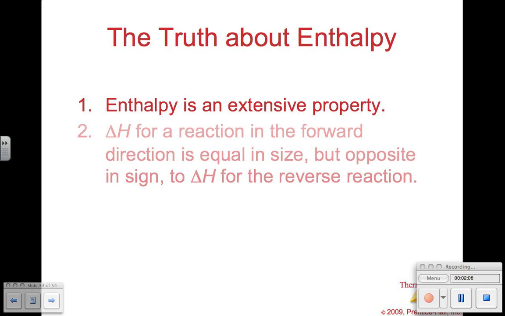Second part, the change in enthalpy for a reaction in the forward direction is equal in size but opposite in sign to the delta H for the reverse reaction. So we probably haven't spent much time in first year chemistry talking about reactions that can go in both directions. That's something that we'll get to in this course.